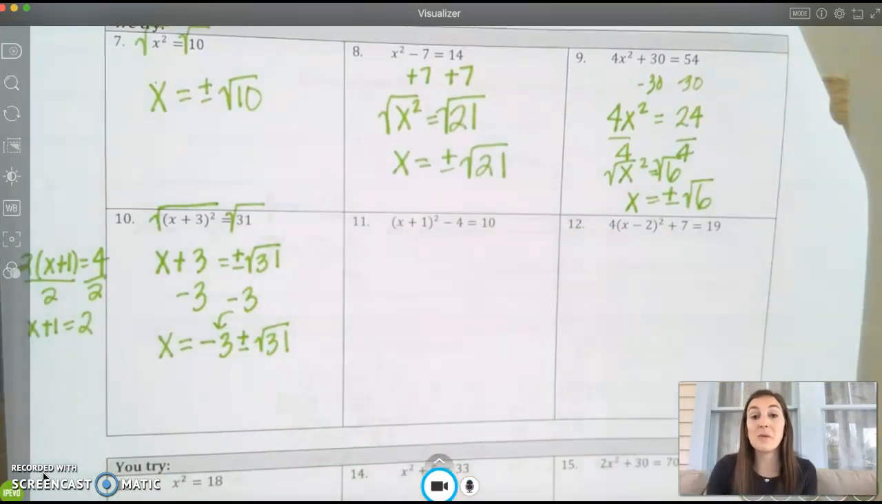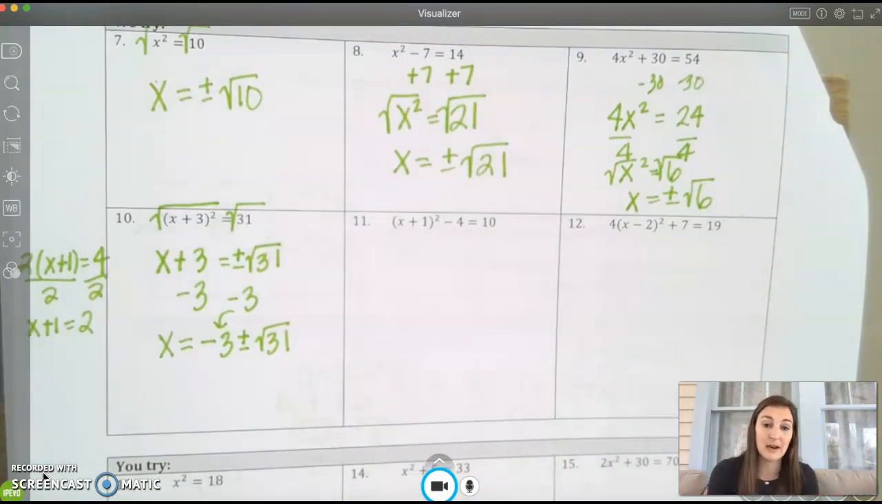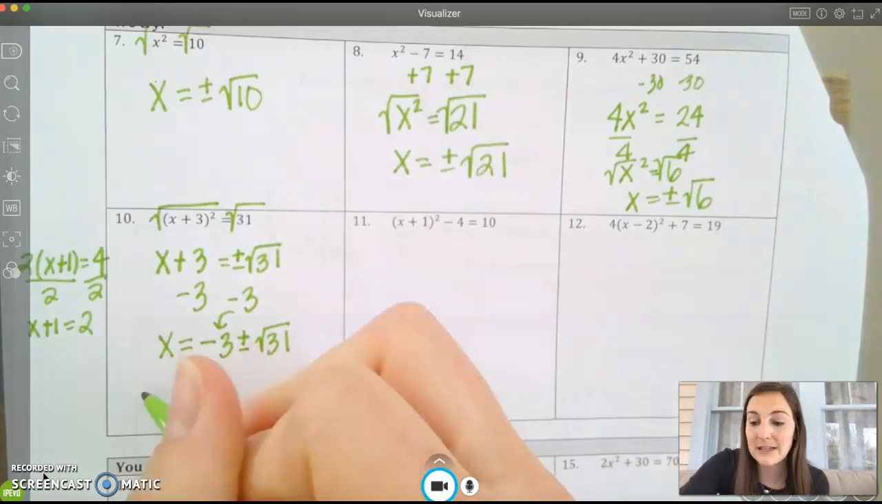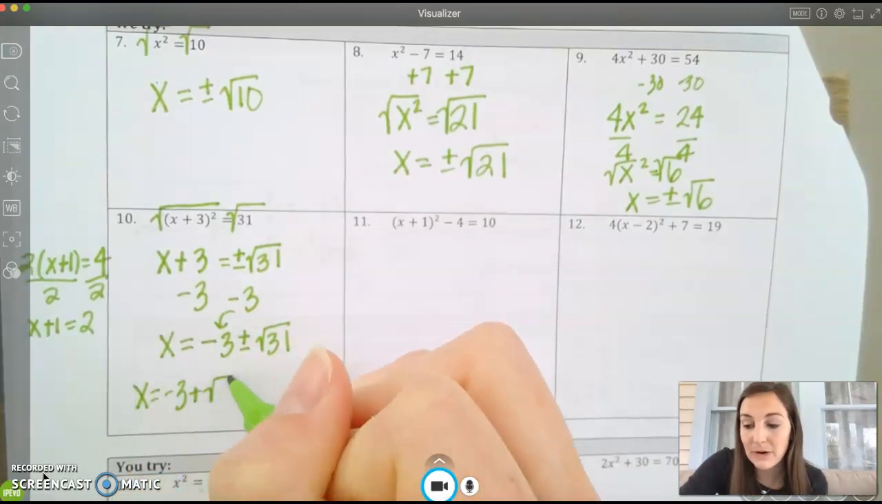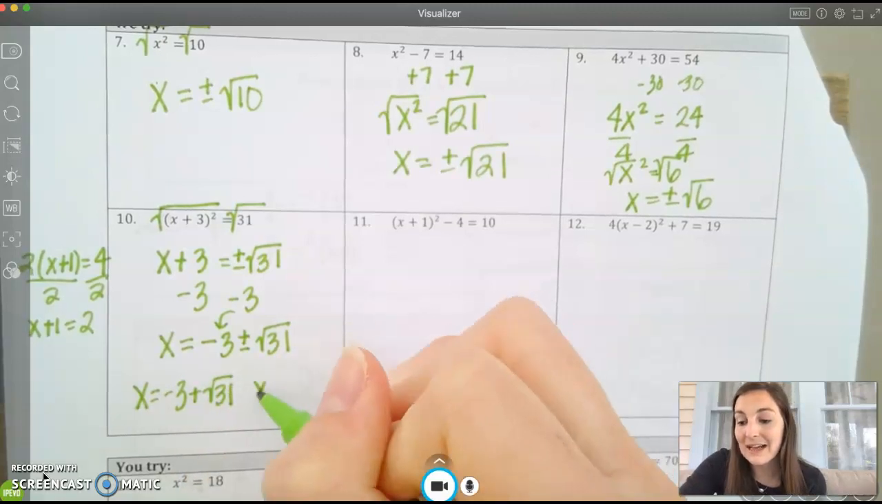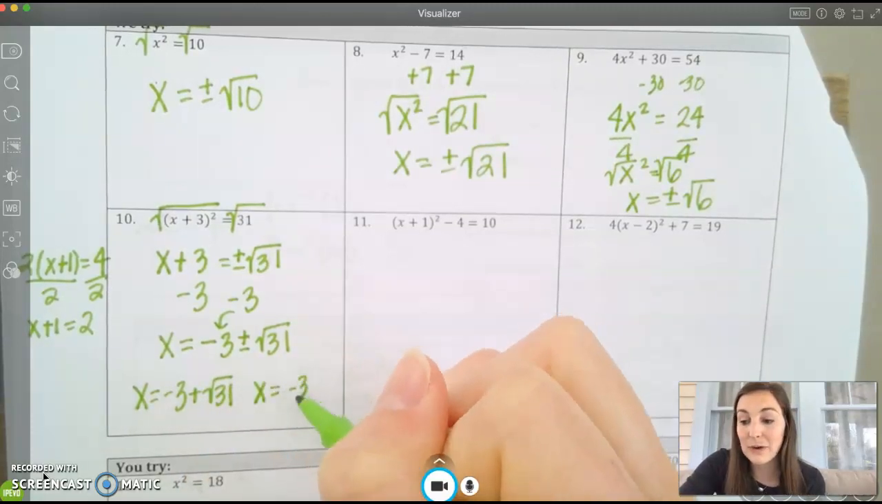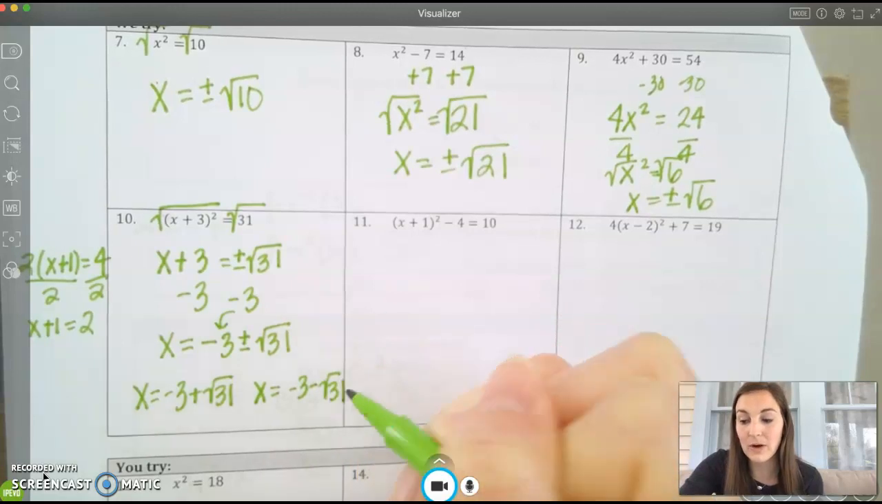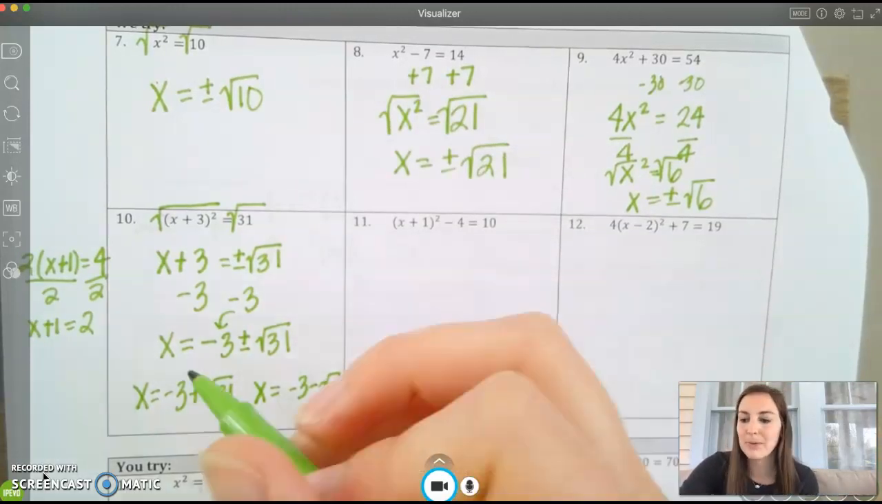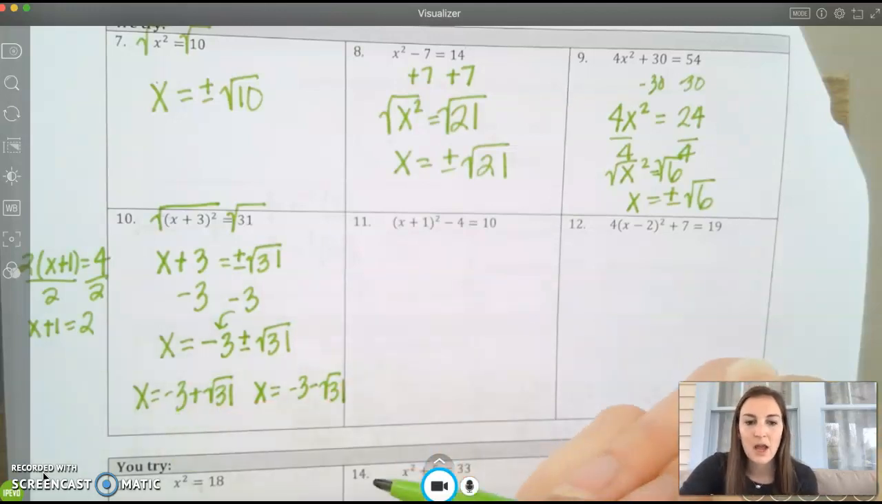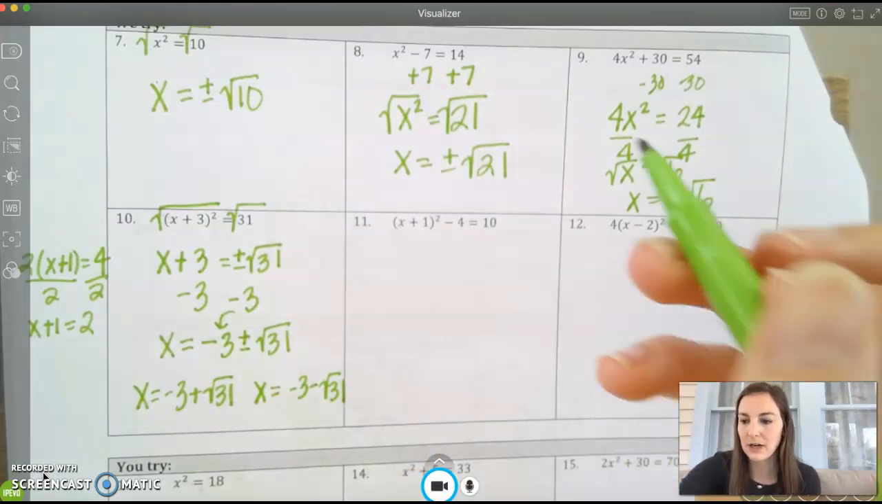So the square root of 31 is a real number. I can take the square root, it's going to give me a decimal, but I can find that number. So my answer is x equals negative 3 plus the square root of 31, and x equals negative 3 minus the square root of 31. So crazy looking answer, but it's a true number. If we plug that into a calculator, we'll get a decimal. So let's try the next one here.